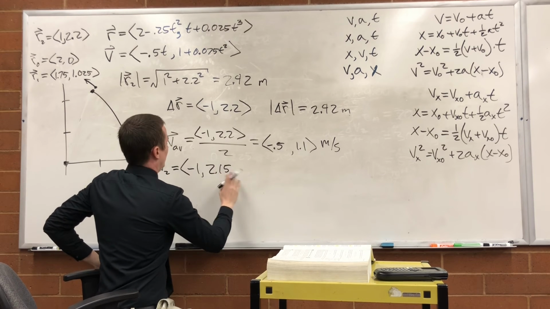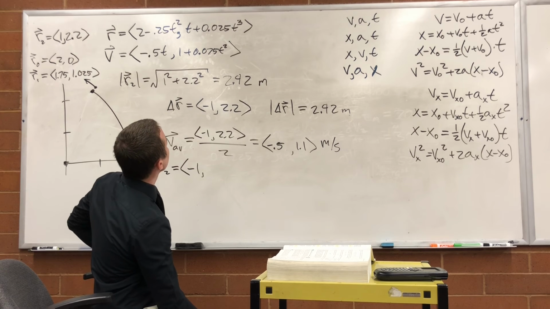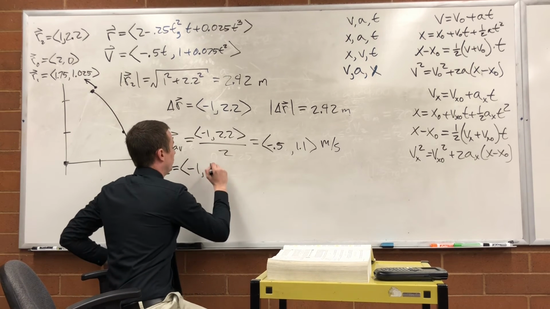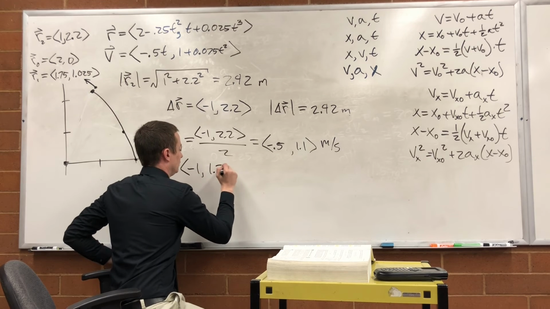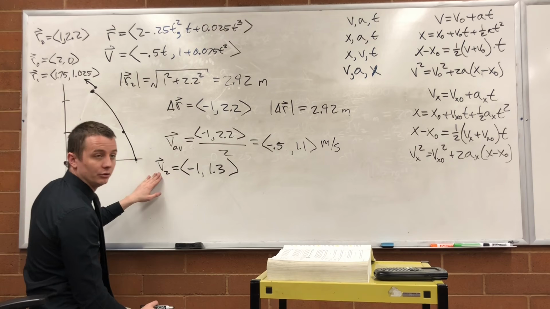Four times 75 is 300. I did 2 for some reason. Four times 75 is 300, add the 1, so 1.3, is that right? Yeah, 1.3. Okay, so here's our velocity vector at 2 seconds.